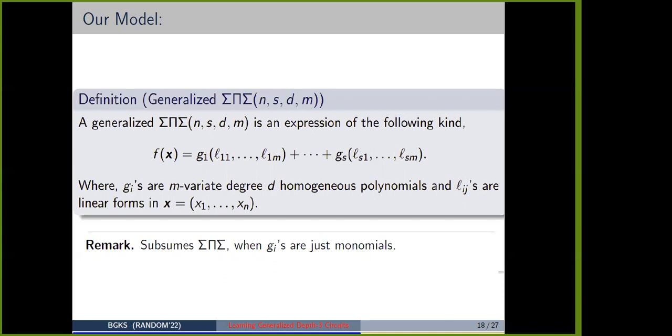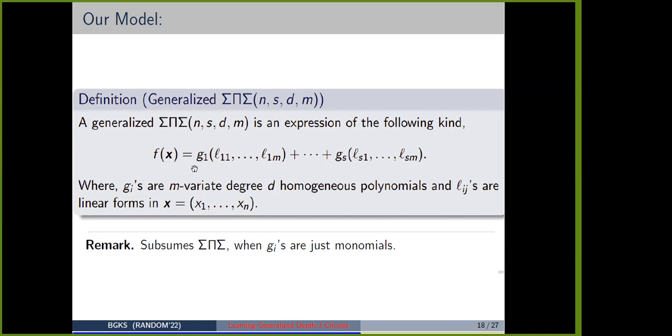That's the work we did, where we do learning for generalized depth 3 circuits. A generalized depth 3 circuit is an expression of the following kind, in which you have a sum of simple polynomials, and a simple polynomial is a polynomial of arity m, so it's a relatively low arity polynomial, and you can feed arbitrary linear forms into that low arity polynomial. So your generalized depth 3 circuit looks like that.